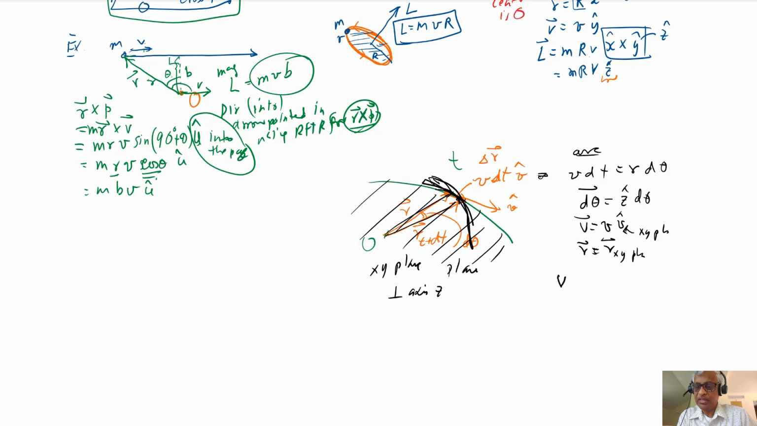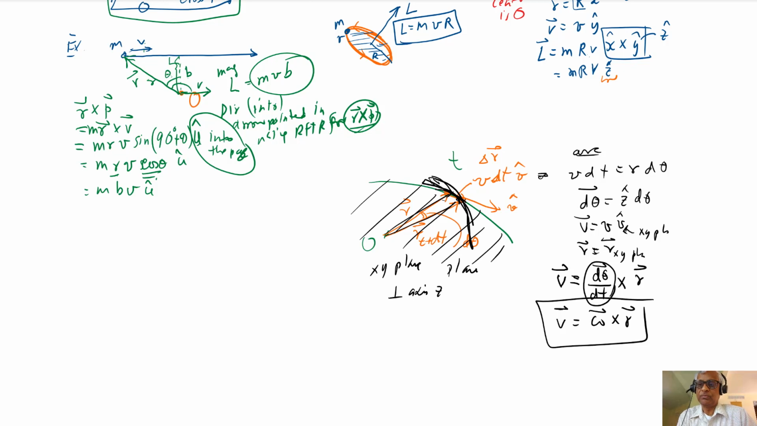I'm not going to prove it, but you can prove that the v vector is actually equal to d theta vector over dt cross r vector. And this is what we call the angular velocity vector. So that's the angular velocity vector cross r.